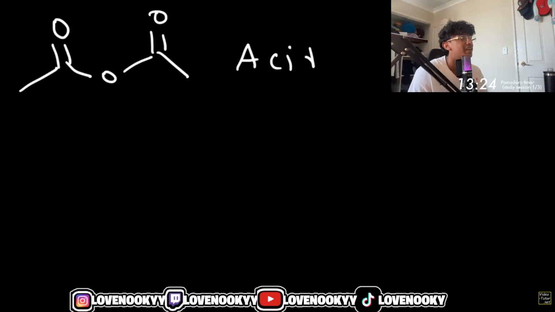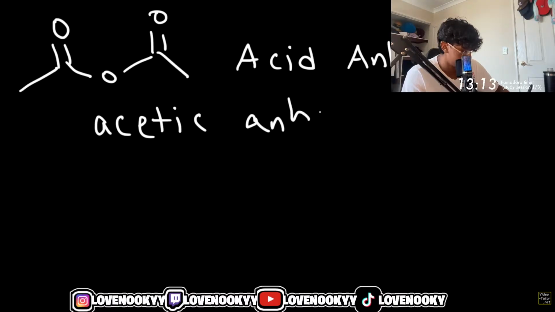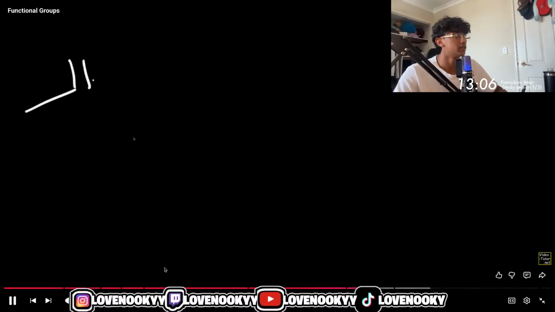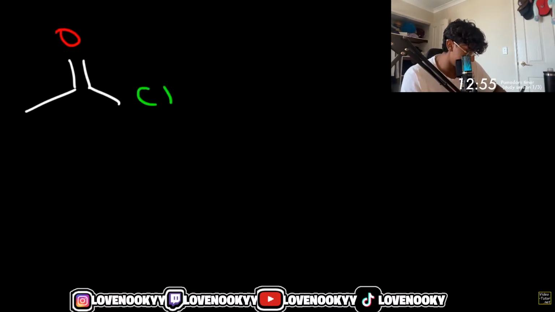So here's the next functional group. What functional group do we have here? This is known as an acid anhydride. The common name for this molecule is acetic anhydride. When you see the word acetic, it's similar to ethane. It has 2 carbons. Acetic equals 2 carbons.